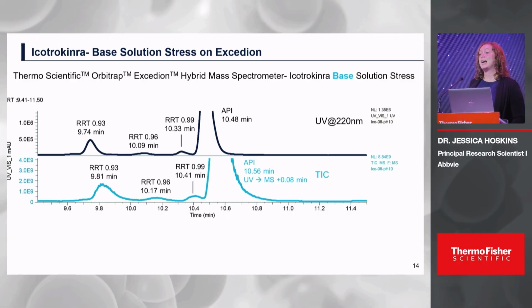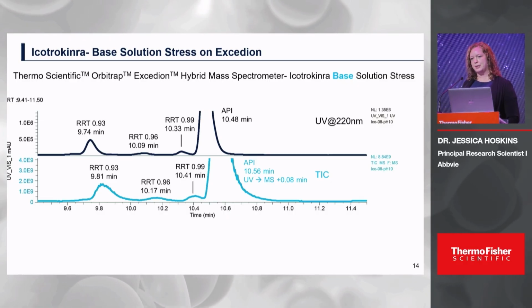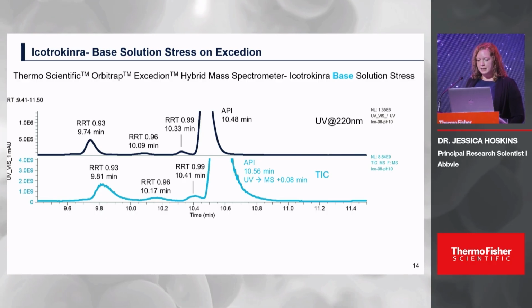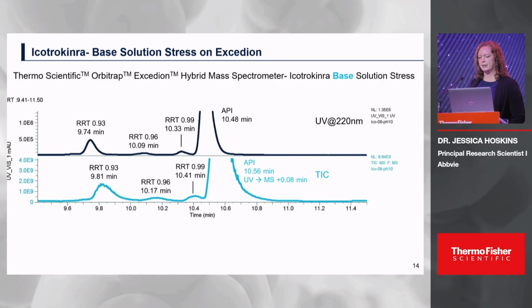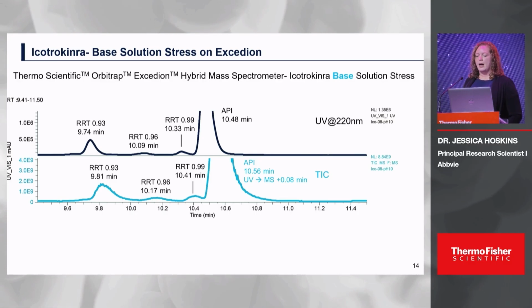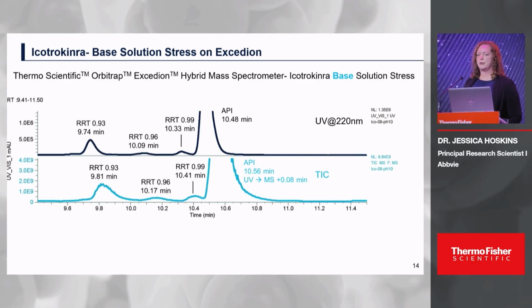Now, when I ran the exact same sample with the exact same HPLC method on the Exedion, you can see quite a dramatic improvement with respect to the TIC signal. You can now see clear peaks in the TIC. It's important to note, there were differences in the HPLC system. So on our Q-Exactive Classic, we have an Ultimate 3000. This has a newer Vanquish system on it.